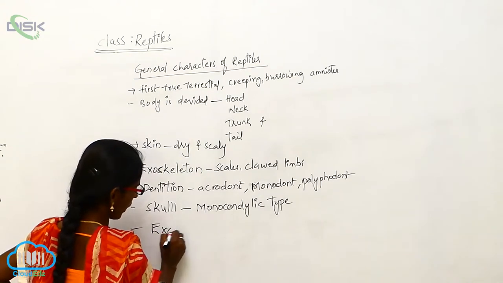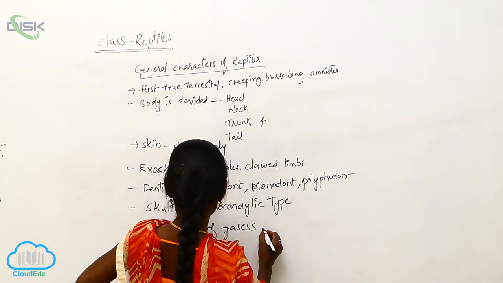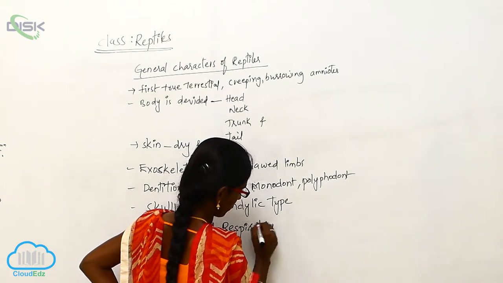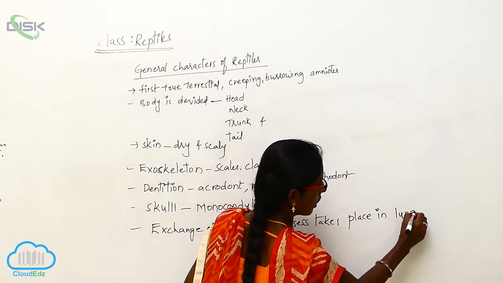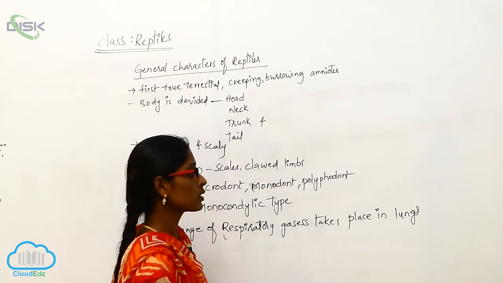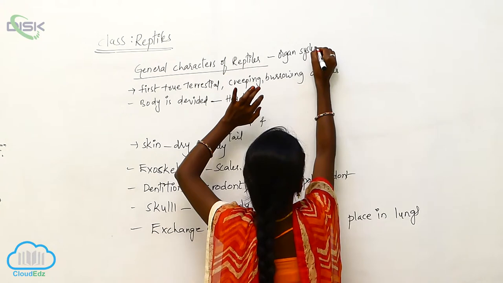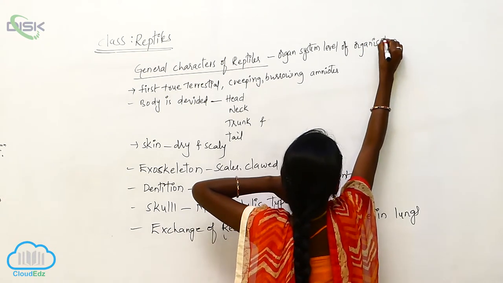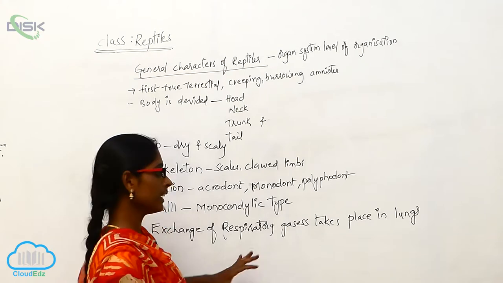And the exchange of respiratory gases takes place in the lungs. So these reptiles exhibit the organ system level of organization. That's why all the organs will be highly developed.